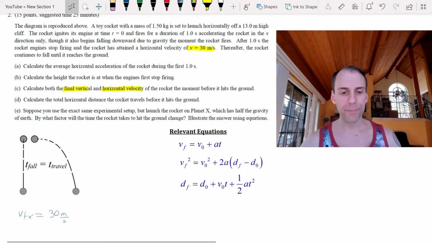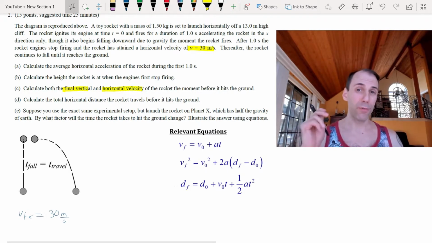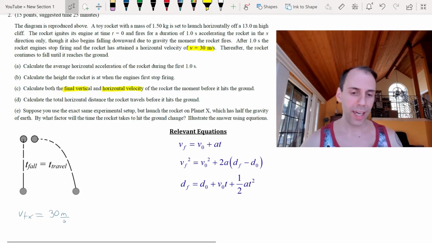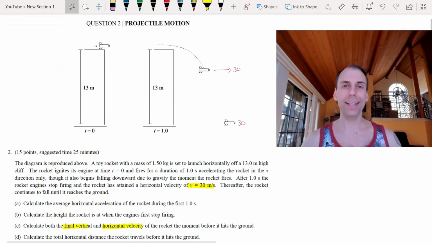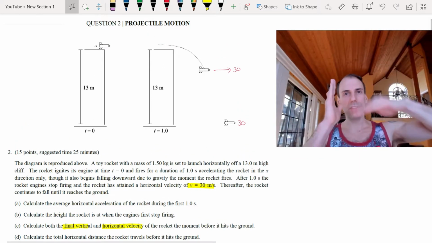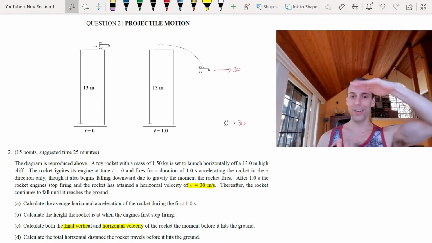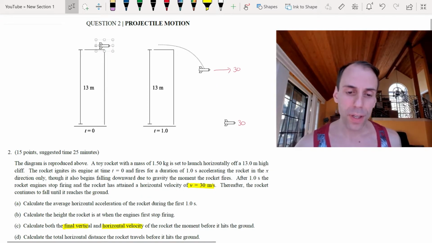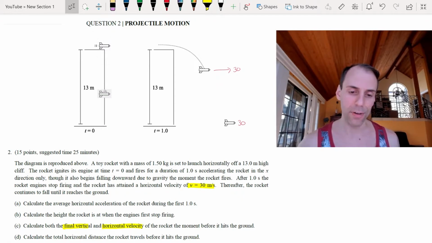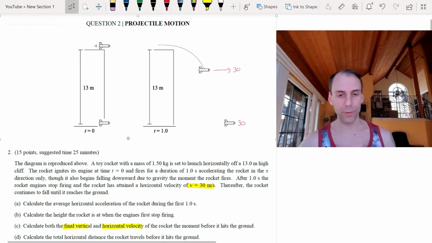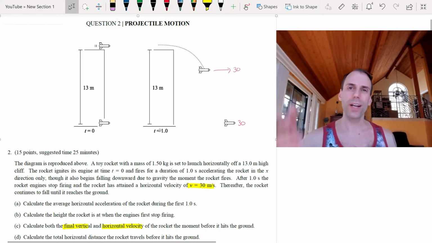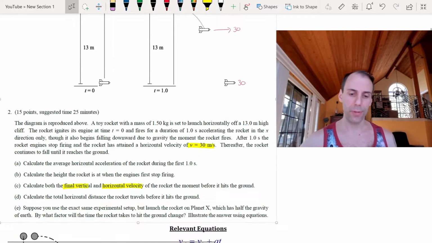Now, what about the final vertical velocity? Well, again, we could also take advantage of the fact that vertical and horizontal components have nothing to do with one another. So it's basically like this rocket was here and it just dropped straight down from 13 meters up, landing on the ground there. So let's just treat it as if this is a rocket that's dropped 13 meters.